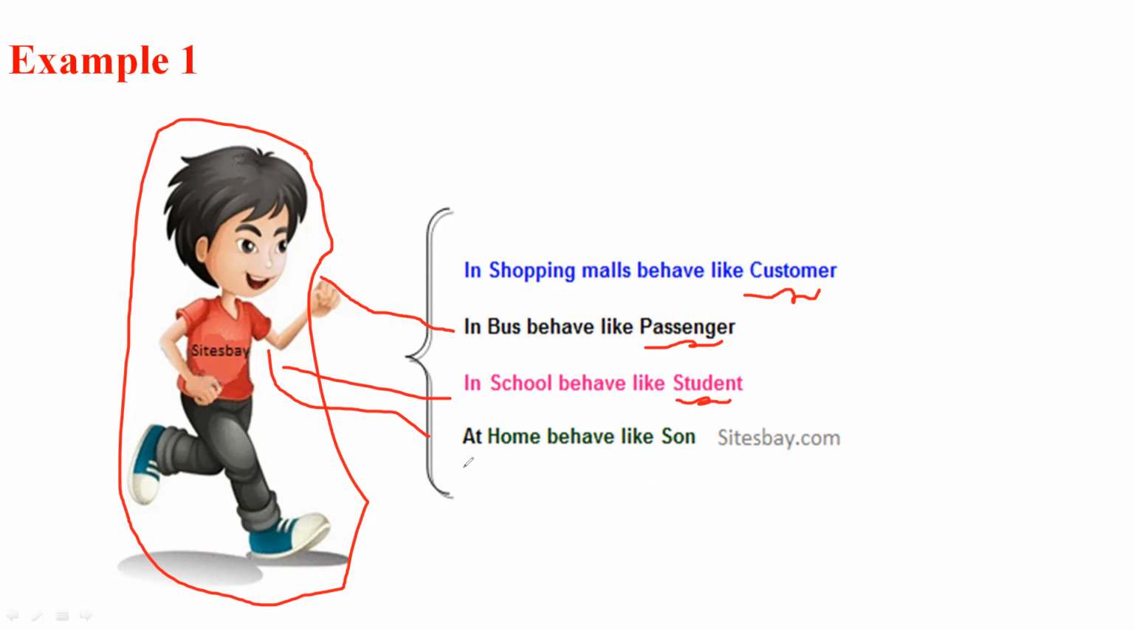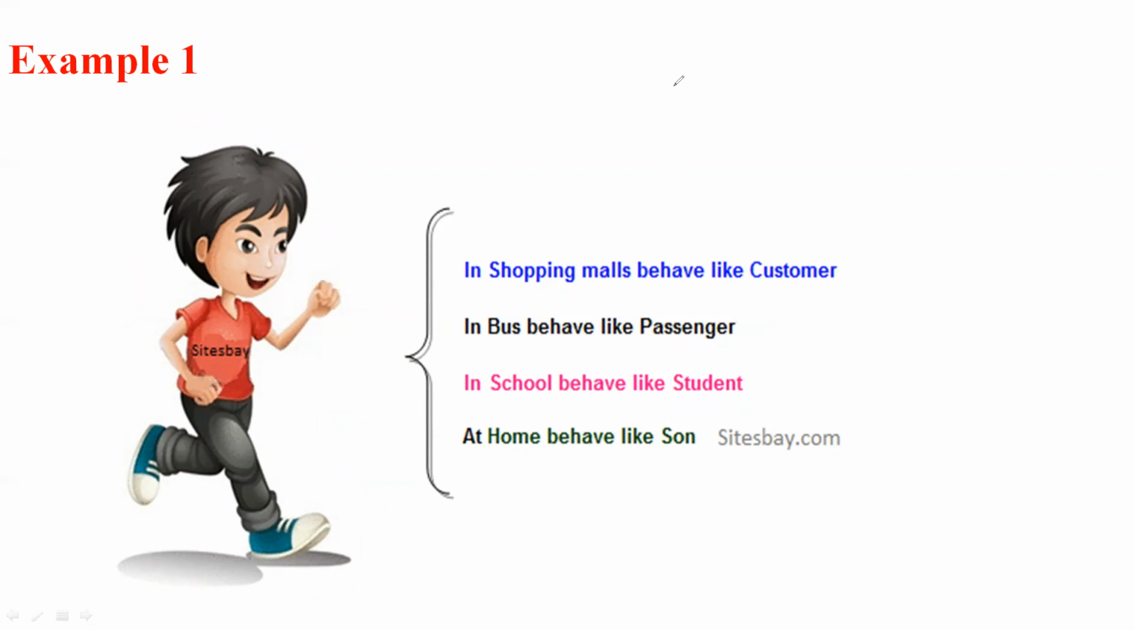So here one person is presented in different behaviors. This fellow is representing a customer, and also a passenger. This fellow will also represent a student as well as a son or daughter for the parents. So one fellow representing multiple forms is a real world example of polymorphism.